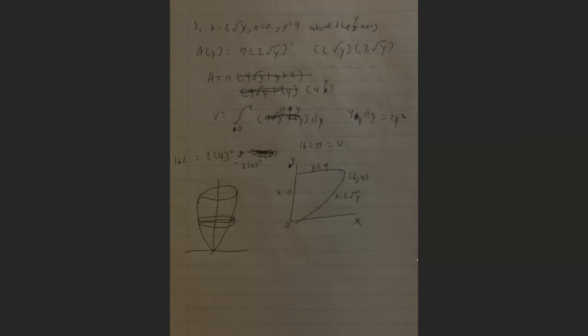2y squared, the limits of integration were 0 and then 9 because y equals 9. And then once I plugged in the numbers, I got 162, and 162 multiplied by pi to get the volume.